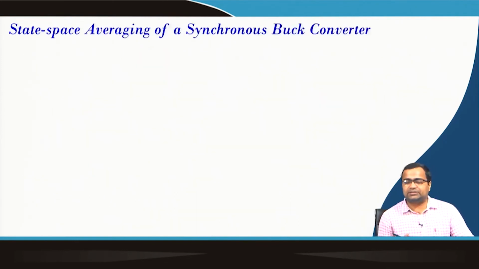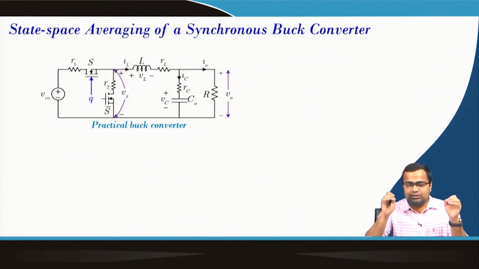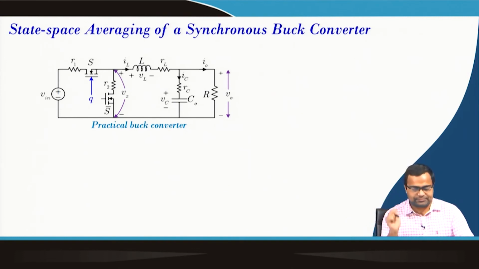Now, the state space averaging of a synchronous buck converter, it was the method I have discussed: how to start with a state space model of a DC-DC converter using two sub interval dynamics, and from there how you can obtain the average model. From the average model we can apply Taylor series to extract the small signal model, as well as find the equilibrium point.